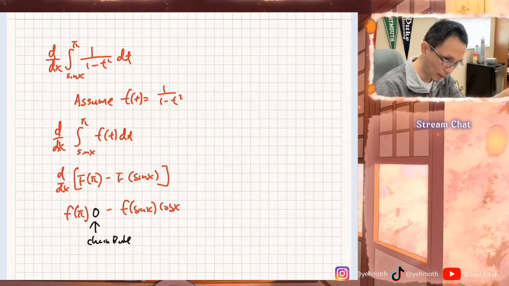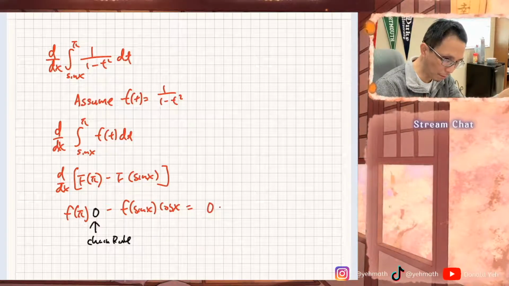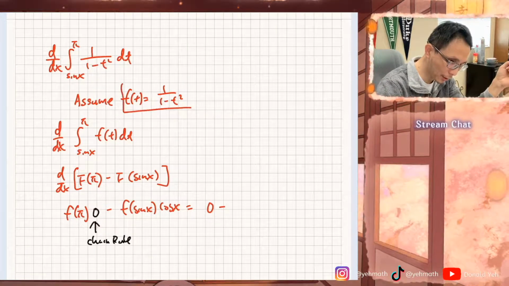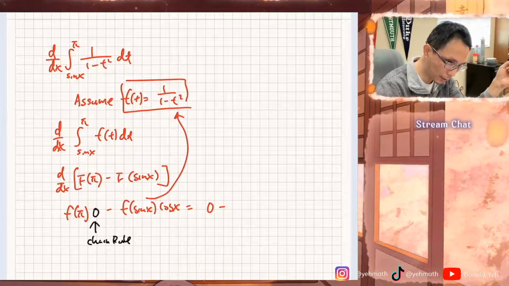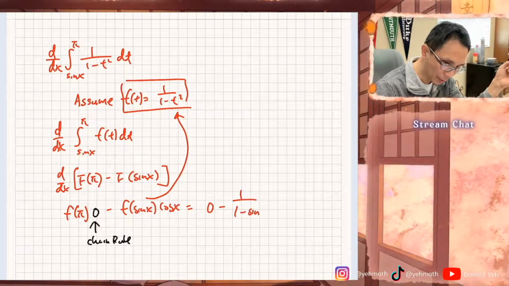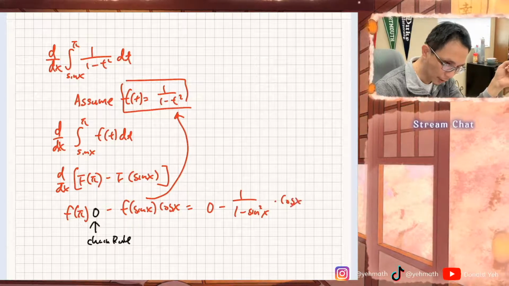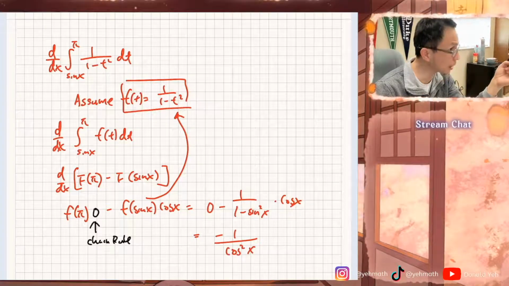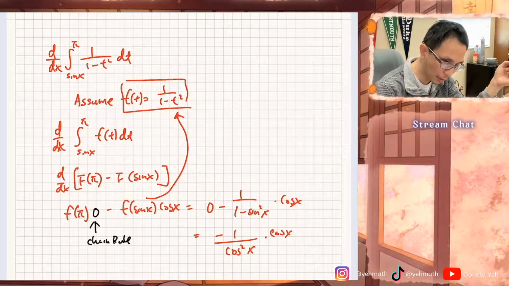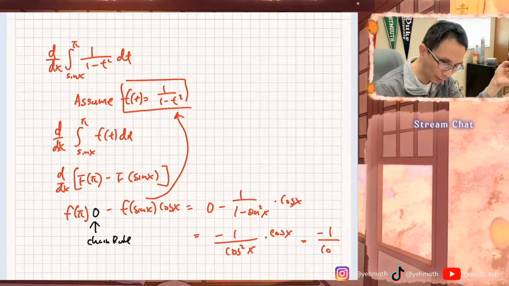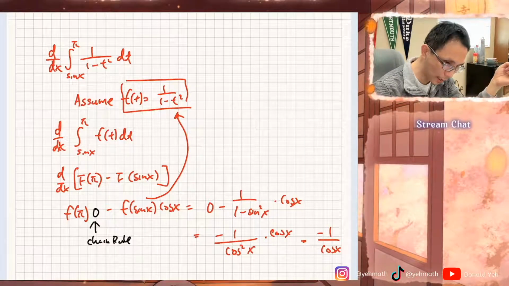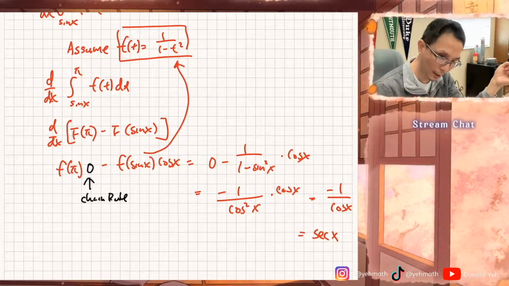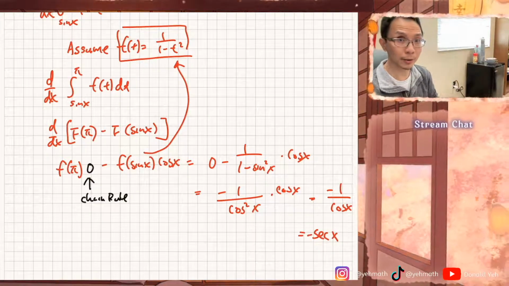Good. And that's equal to 0 minus, now this is f of x here, so we have to go back and plug this in. It'll be 1 over 1 minus sine squared of x times cosine of x. We know that 1 minus sine squared is cosine squared, due to the Pythagorean identity. So that's negative 1 over cosine squared of x times cosine of x. One of the cosines is going to cancel out, so that's negative 1 over cosine of x, which ends up being negative secant of x. So that is my final answer here.